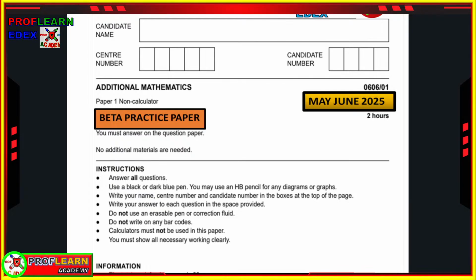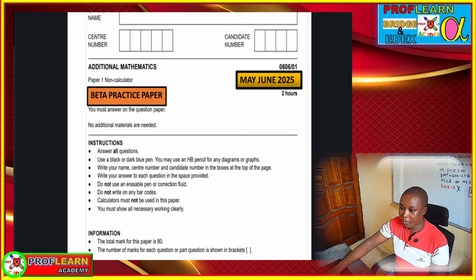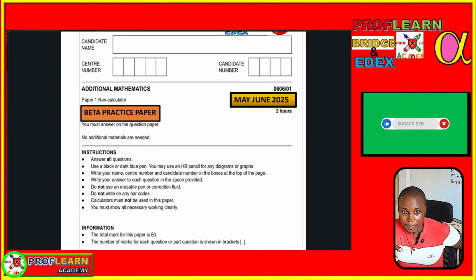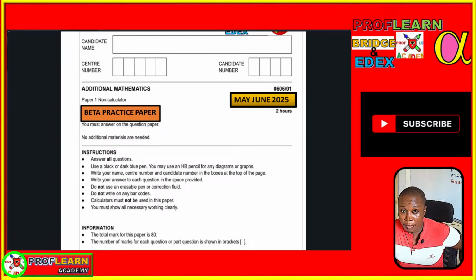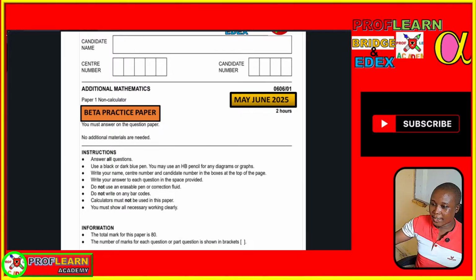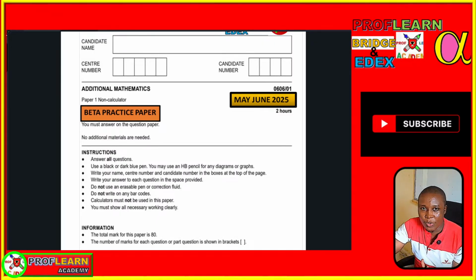In this particular live, of course, we've been doing different lives for pure math, and we've been doing them for physics. This one particularly, I'm going to take you through the non-calculator paper for additional math, which is supposed to be done basically tomorrow. So for those who are taking additional math, you can come into class so that we can discuss what concepts you need to prepare, and how you are supposed to prepare some of the questions in order to work out the non-calculator paper.